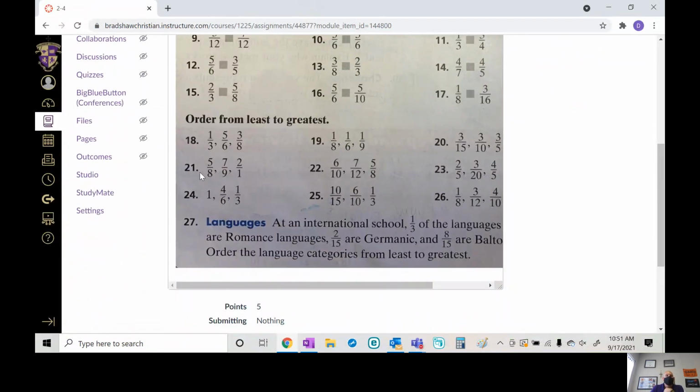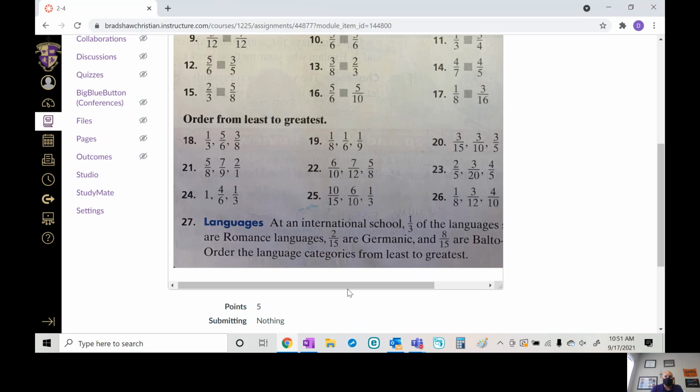Let's look at 21 here. You have to think, okay, well, maybe I've got to get common denominators. Well, look at this one, 2 over 1. Isn't that going to be the number 2? Isn't that already larger than 5/8 and 7/9? Yes. So I already know that that one's the largest one. Maybe I don't know which one's larger between 5/8 and 7/9. Well, now I only have to compare 2 instead of comparing all 3.